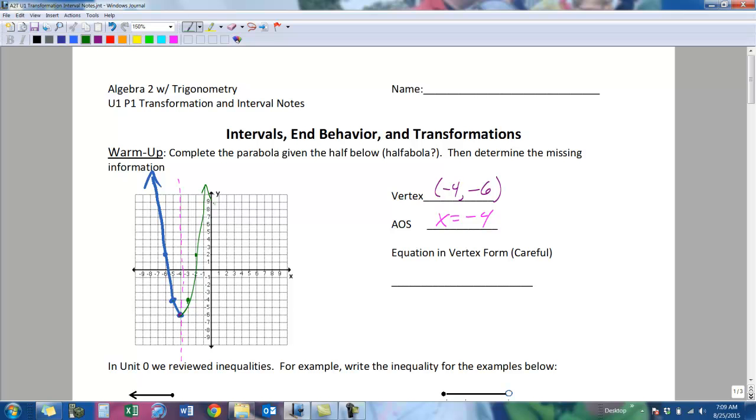This one's a little bit trickier. The vertex form is y is equal to, since we have the vertex form, we know it's going to be a times (x minus -4) quantity squared, and then -6. The question is, what is a?